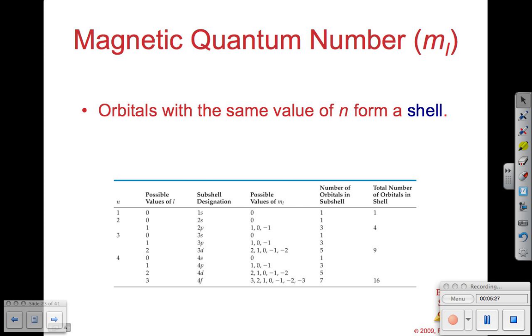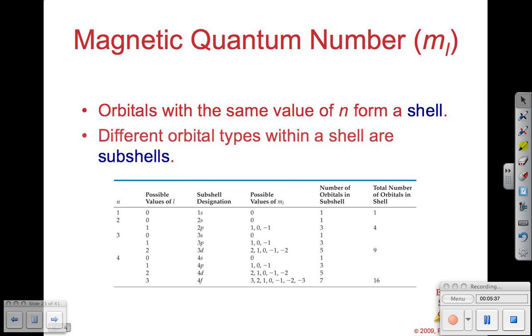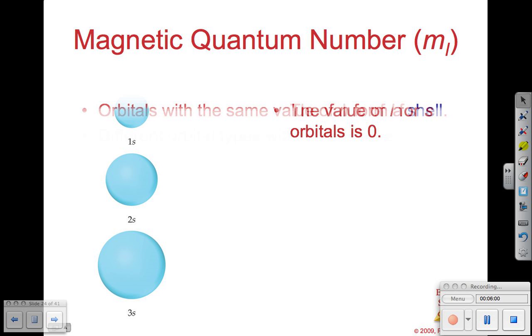So orbitals with the same value of n form a shell, so you have like 1s and 2s, very similar, and then 2p, 3s. So we're just kind of expanding on these, what we call the subshells. Different orbital types within a shell are subshells. So let's say in the second energy level, we have 2 subshells, the 2s and the 2p. For the third shell, we have 3 subshells, the 3s, the 3p, and the 3d.